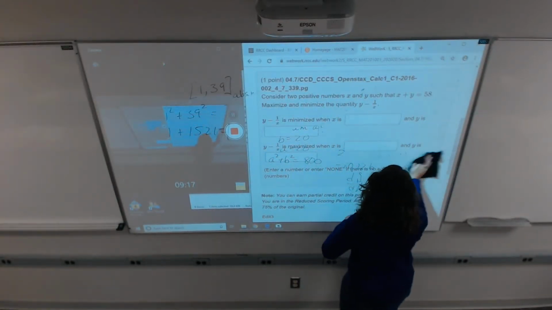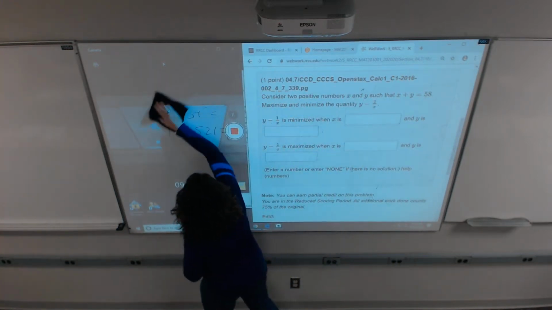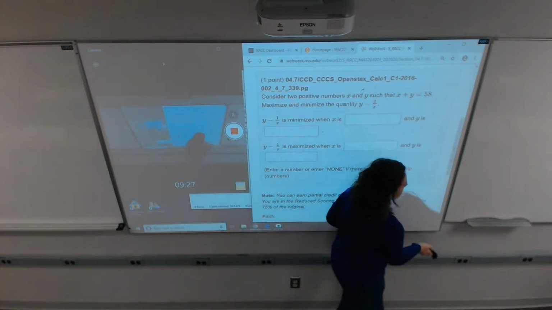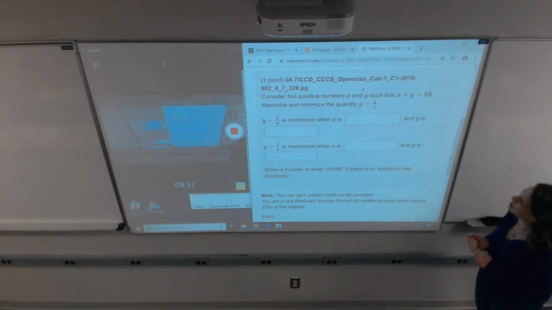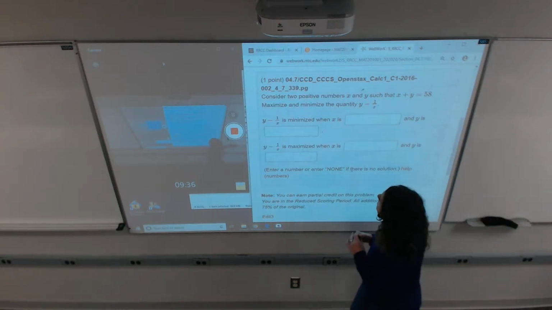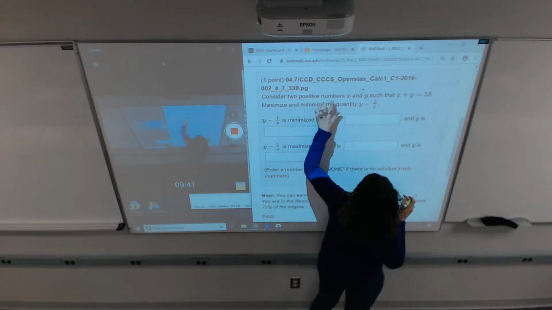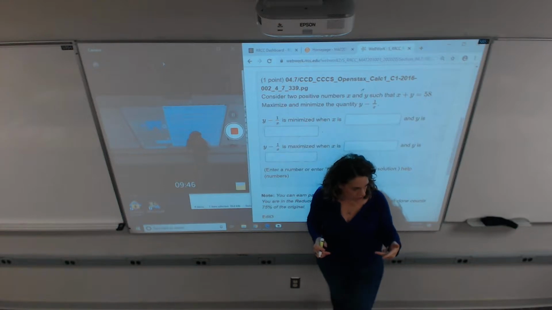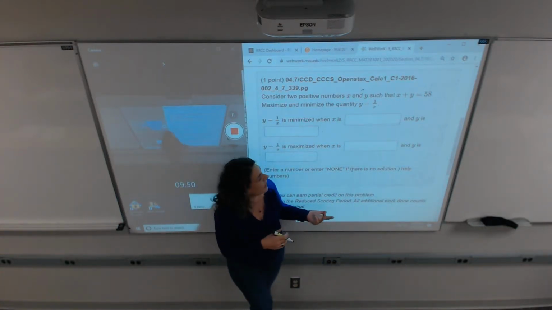All right, so this is out of 4-7 number 10, and it says, two positive numbers, x and y, such that x plus y is 58, maximize and minimize the quantity. This is basically the same problem, except in this case it says positive numbers, it doesn't say integers. So do we have a closed interval here like we did on the last one?